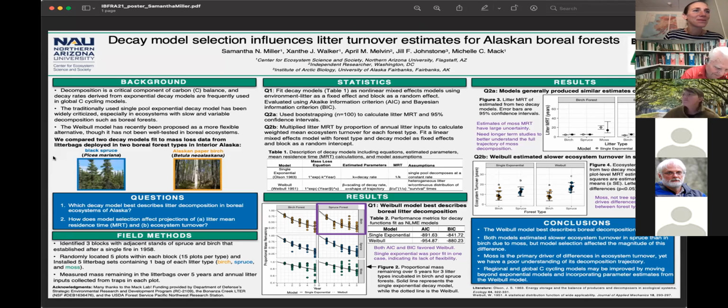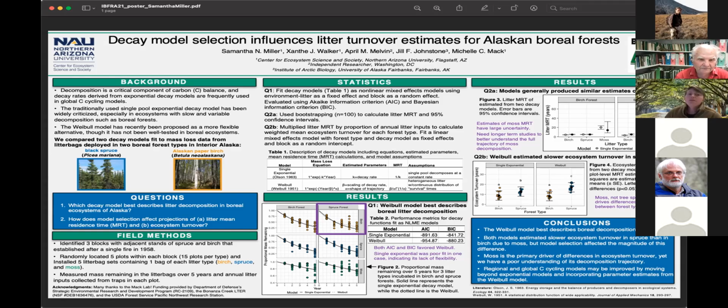Thank you for attending my poster presentation about model selection for litter decomposition in Alaskan boreal forests. Decomposition is a major component of carbon balance, and decay rates derived from exponential models are frequently used in global carbon cycling models. However, the traditionally used single pool exponential decay model has been widely criticized, and more recently, a Weibull model has been proposed as a more flexible alternative.